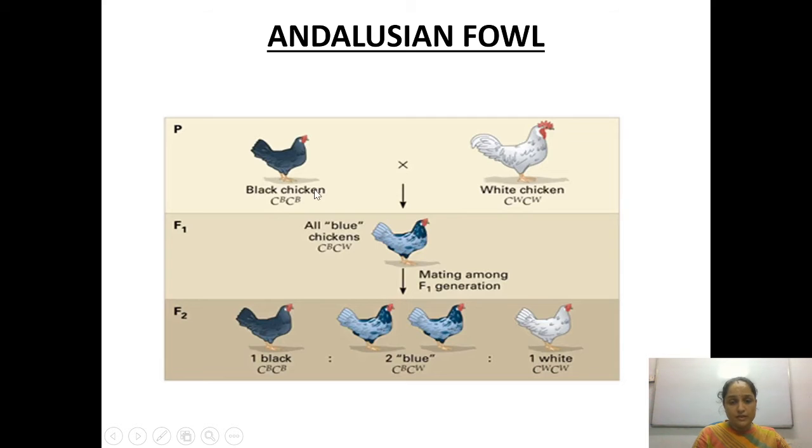Okay, so when there is a mating between these two, in the F1 generation they did not get black chickens, they got blue chickens. Okay, so how did it become blue? That is all because of incomplete dominance, because this black color is not showing its dominance over the white color. That is the reason it became blue in color.